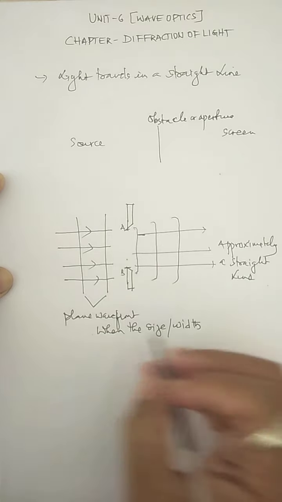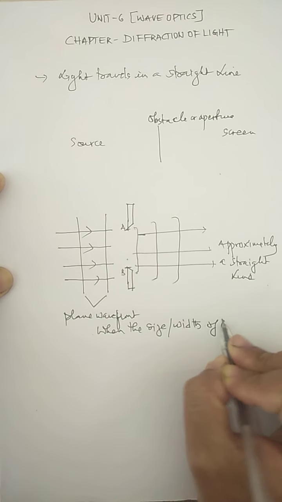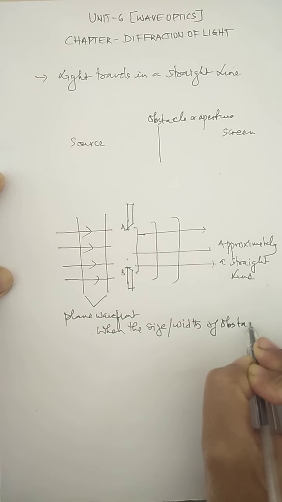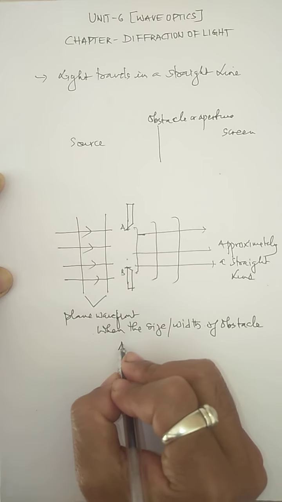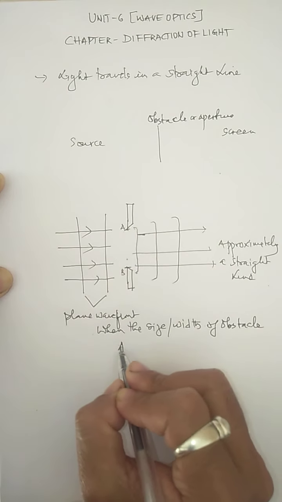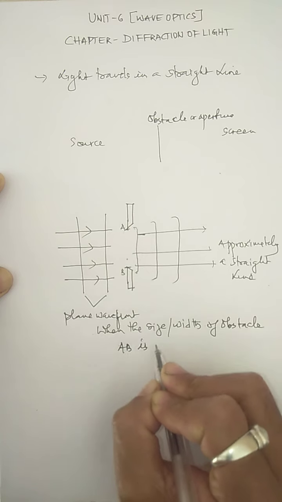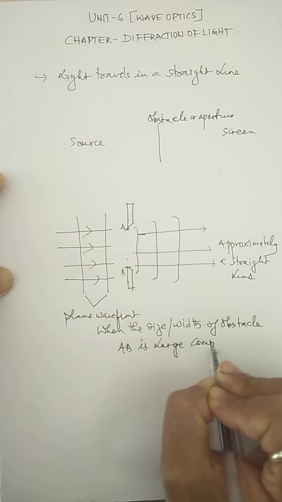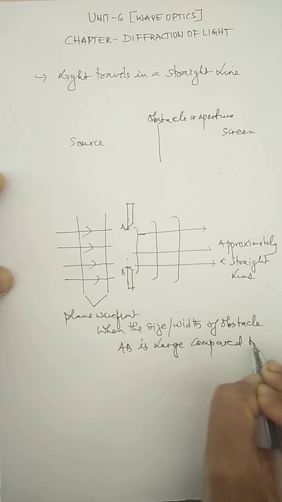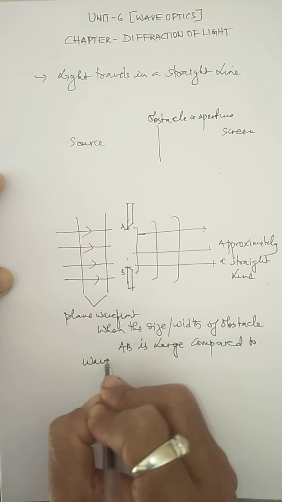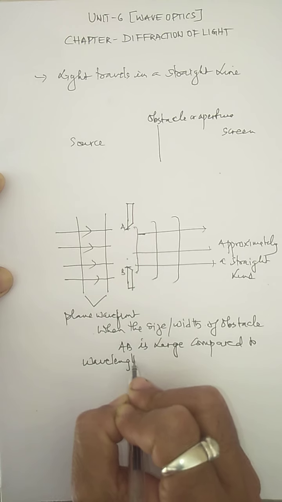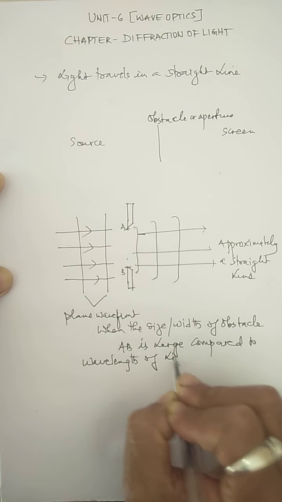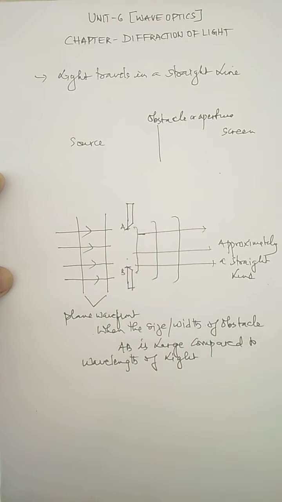We call the width the size of the obstacle, and that obstacle, AB, is large compared to what? Compared to the wavelength of light. Large compared to the wavelength of what? Light. See, light produced from any source has a wavelength.